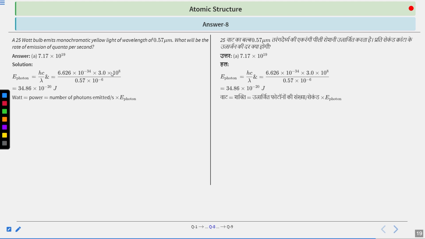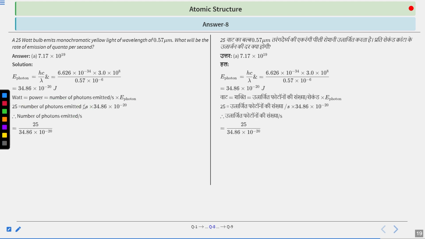Now what we know about watt or power is that it is simply the number of photons emitted times the energy of a photon. This is called your watt or power. If you equate this, then what will be the number of photons? 25 is given here. The number of photons emitted is to be calculated, and the energy of one photon is 34.86 into 10 to the power minus 20. So the number of photons is equal to 25 by 34.86 into 10 to the power minus 20. Upon doing the calculation, we get it as 7.17 into 10 to the power 19 per second. So this is your final answer.